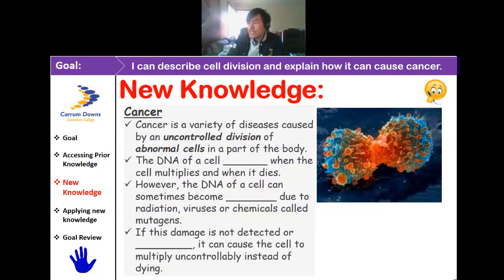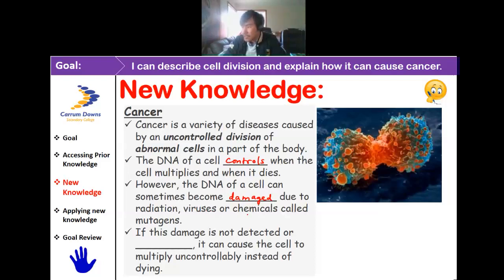So the DNA of a cell controls when the cell multiplies and when it dies. So if you guys remember, the DNA of a cell controls when the cell multiplies and when it dies. Now, however, the DNA can sometimes become damaged, and this damage is caused by radiation, viruses, or chemicals.